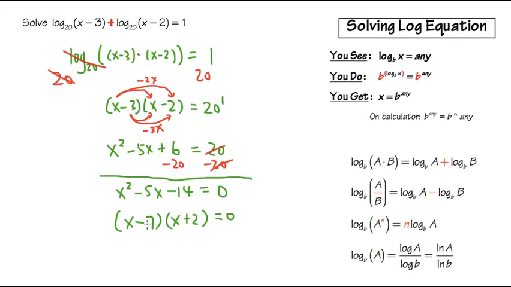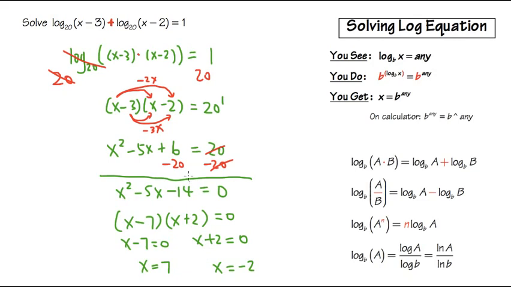Okay? So once we have the right-hand side equal to 0, we can just say x minus 7 is equal to 0, and then the second factor, x plus 2, is equal to 0. Right here, we add a 7 on both sides, x is equal to positive 7, and right here we subtract 2 on both sides, so x is equal to negative 2.